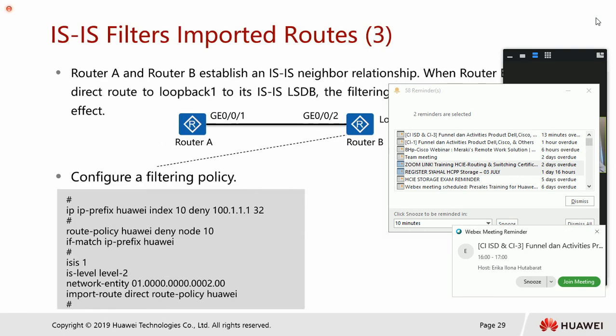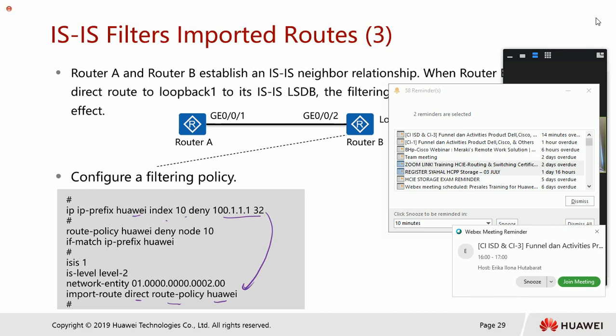So I do this. IP prefix is called Huawei, index 10, deny 100.1.1.1 32. And from here, route policy Huawei deny node 10, if-match ip-prefix Huawei. Then import-route direct route-policy Huawei. In this case, I will not allow this to be advertised. But if you do it this way, it means that you do not allow anything at all. You just deny everything already.